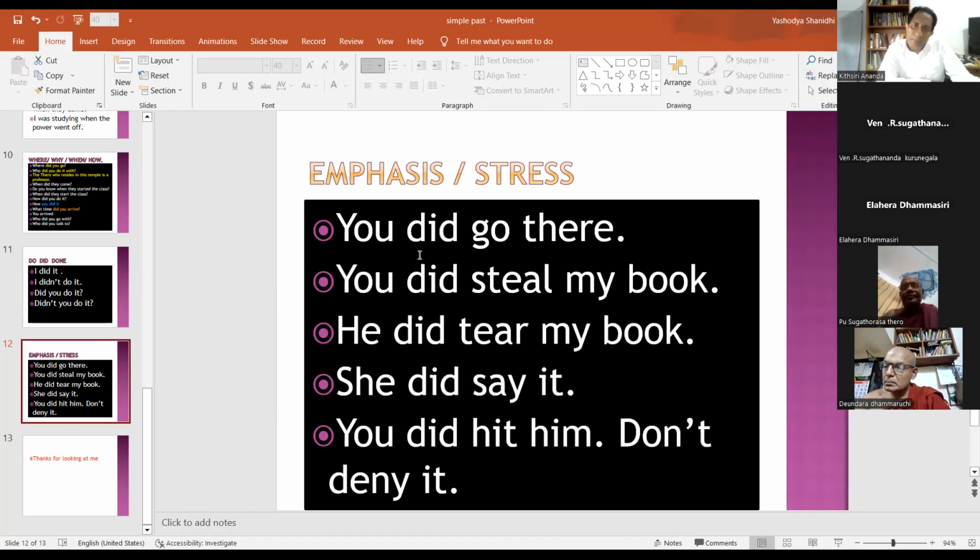Yes, same thing happens even in the simple present. So we discuss those things when doing the simple present tense. I think you can remember. You did hit him. Don't deny.